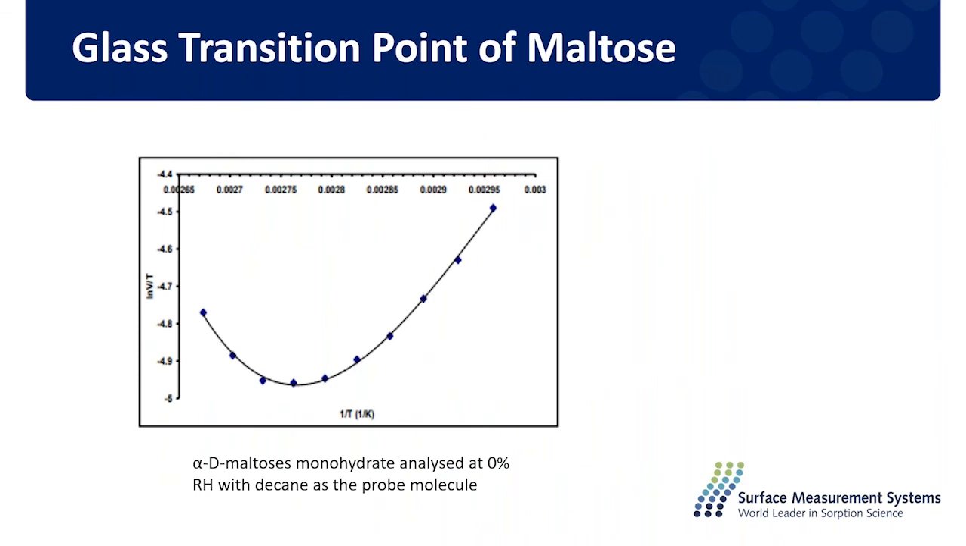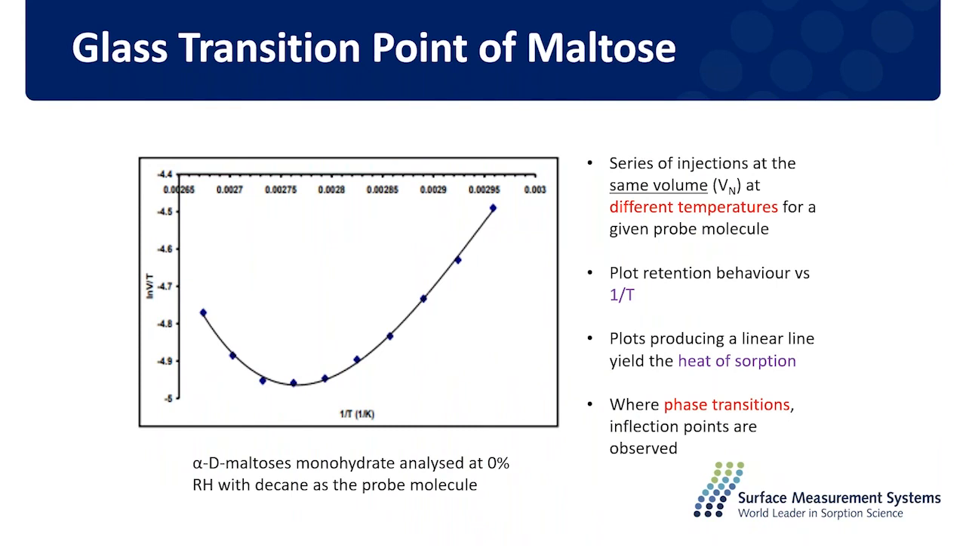The way that we did this, in this study, we took a sample of alpha lactose monohydrate, and we analyzed it at 0% relative humidity. We used decane as our probe molecule, and we did a series of decane injections at the same volume, but at a variety of different temperatures. The retention behavior was plotted against the inverse of the temperature, and typically plots like this produce a straight line, and the gradient of this line will yield the heat of adsorption for our probe molecule, which in this case is decane.